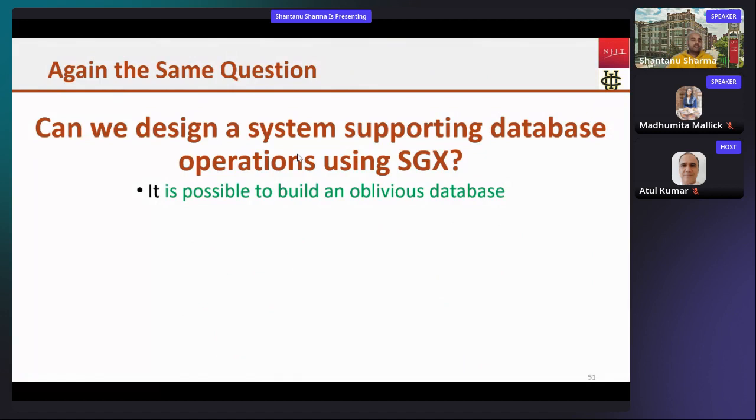So now the question is: how can we develop a system that can support database operations using Intel SGX? If we use SGX as a black box, we send our data in an encrypted manner to SGX and ask it to please execute our query. After decrypting, it is not secure. As I showed in the last slide, the adversary can see, just by observing the cache line and page table, what is happening over the data.